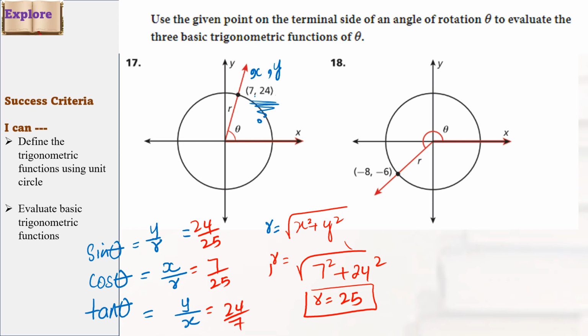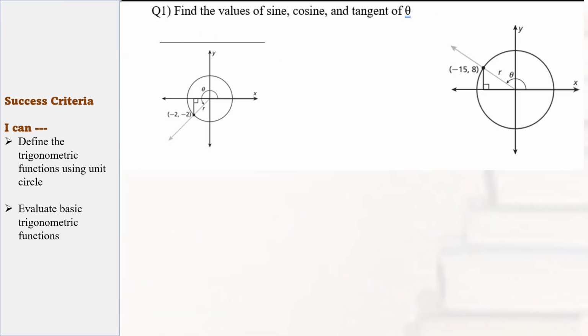That is how you have to solve the question. Now, this question number 18, do it yourself and write the answer in the comment box. Let's try this question. The question is (-2, -2) are the coordinates. Don't get upset by a negative sign, no issue. This is your x coordinate. This is the y coordinate.